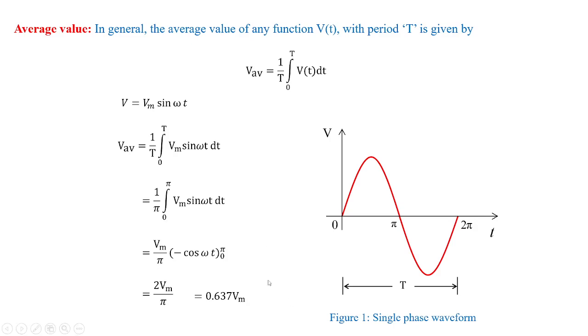You can comment in the chat box whether you are getting the same value, that is 0 or not, for one complete cycle. This we are calculating for the half cycle.